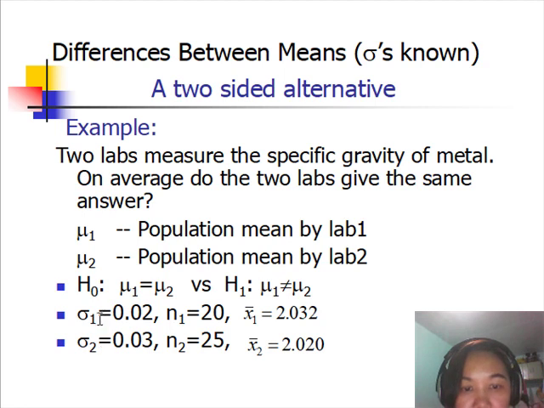For laboratory 1, the population standard deviation is equal to 0.02. For laboratory 2, it is 0.03. The sample size for laboratory 1 is 20 and for laboratory 2 is 25. And the sample mean in laboratory 1 is 2.032 and the sample mean in laboratory 2 is 2.020. Okay, since the population standard deviations are known, then we use the Z-test.